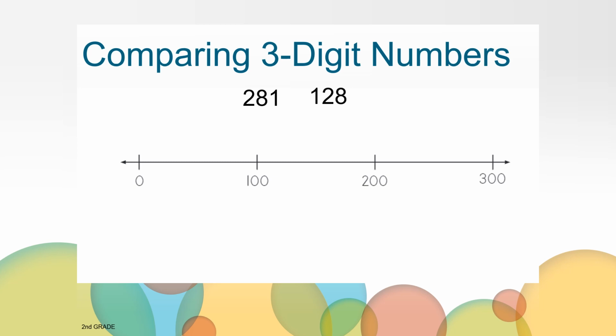Let's start with 281. If we look in the hundreds place, we see the digit 2, which means there are 2 hundreds. And since we also have 8 tens and 1 in the ones place, we know that our number will be between 200 and 300 on the number line. But where will we put it between 200 and 300? Which benchmark number is it closer to? If we look at the digit in the tens place, we can get some more information. The digit 8 tells us there are 8 tens with the 200, or we say 280, which we know is closer to 300.